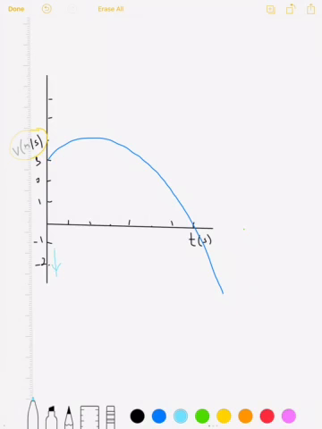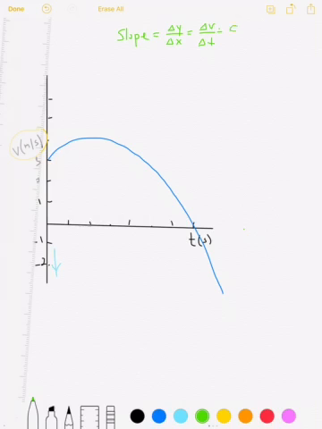All right, so one important thing about the velocity time graph is that the slope gives you acceleration. So the slope of a velocity time graph gives you acceleration because slope is change in y over change in x. And here that's change in velocity over change in time, which we now know is acceleration. So the slope equals acceleration.